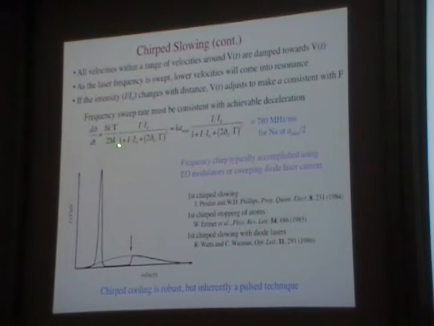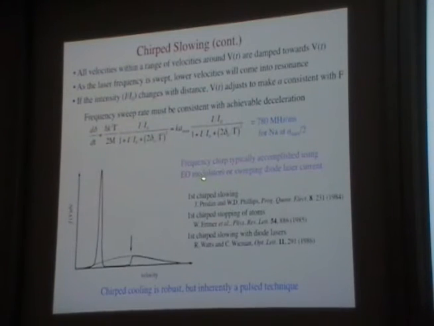So the only constraint to this is that you have to make sure that you don't sweep the laser frequency faster than you can actually decelerate the atoms. As I mentioned, for sodium atoms, the maximum rate at which you can decelerate was on the order of about 10^6 meters per second squared. This means that for sodium atoms, you can't chirp the frequency much faster than about 780 megahertz per millisecond.